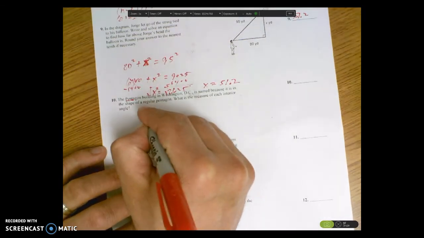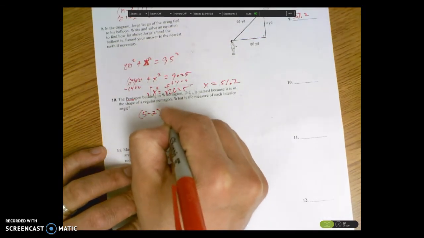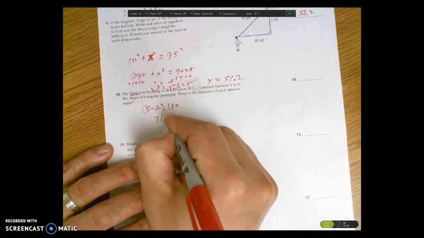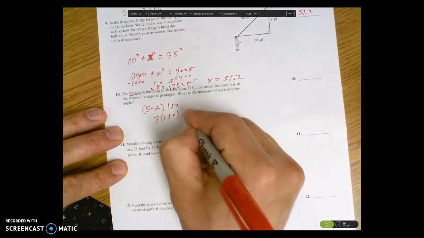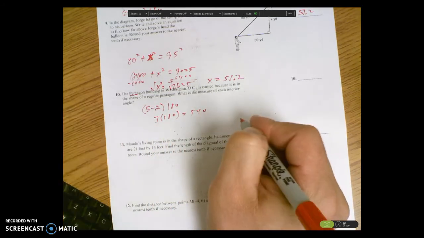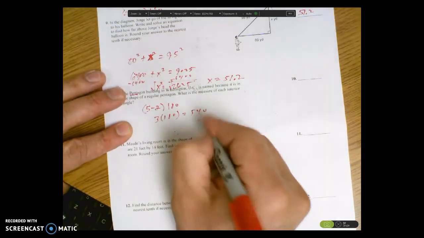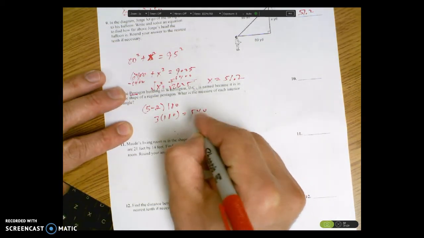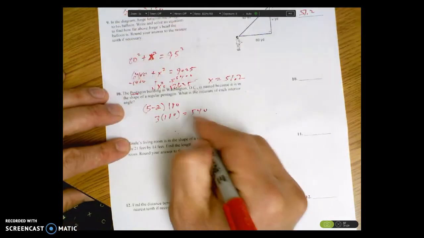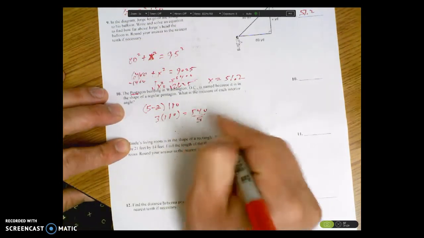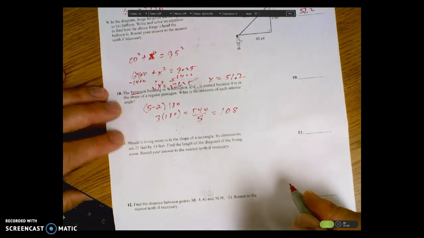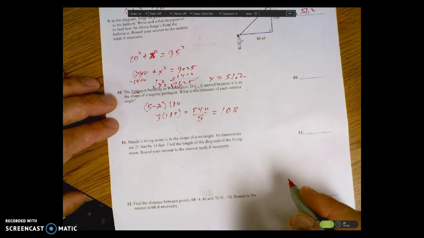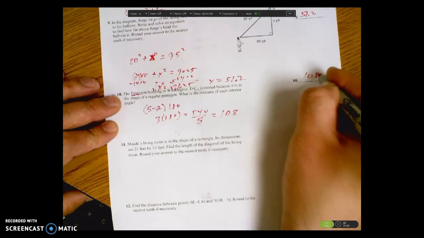So we're going to have 5 minus 2 times 180. So that's the n minus 2 times 180 formula, which is 3 times 180, which is 540. All right, if I take that and divide it by 5, so that is all of them together, and each is the same, so they're all equal, so I can divide that by 5 because it has 5 sides. That's going to give me 108. So each interior angle of a regular pentagon is 108 degrees.